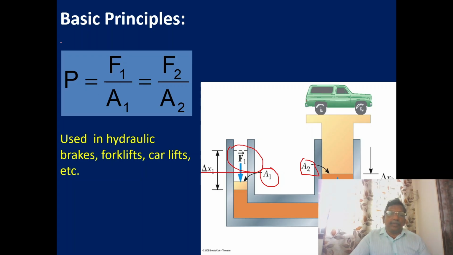So pressure equals force by area. So F2 equals F1 into A2 divided by A1, that much force I am getting. So it is easy to lift a vehicle or anything we can lift.